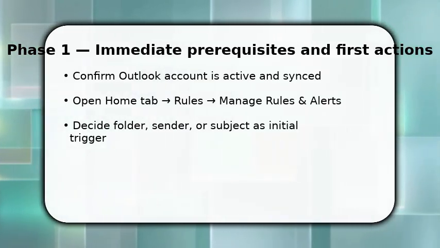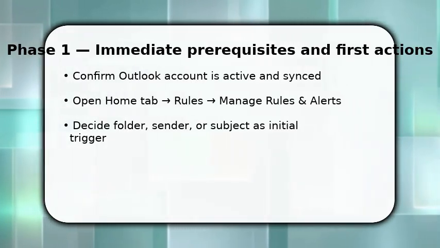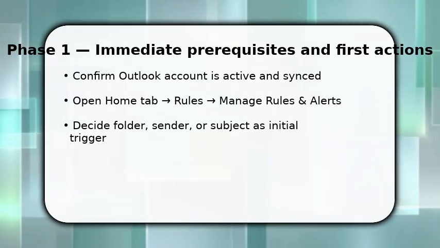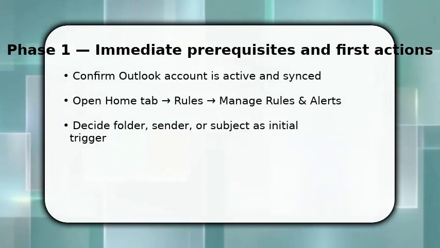You start by ensuring your Outlook account is synced and that you know the trigger, sender, subject, or folder. Open Home, then Rules, and choose Manage Rules and Alerts to begin. Once done, pick New Rule and select a template closest to your goal. This saves time and avoids custom errors.